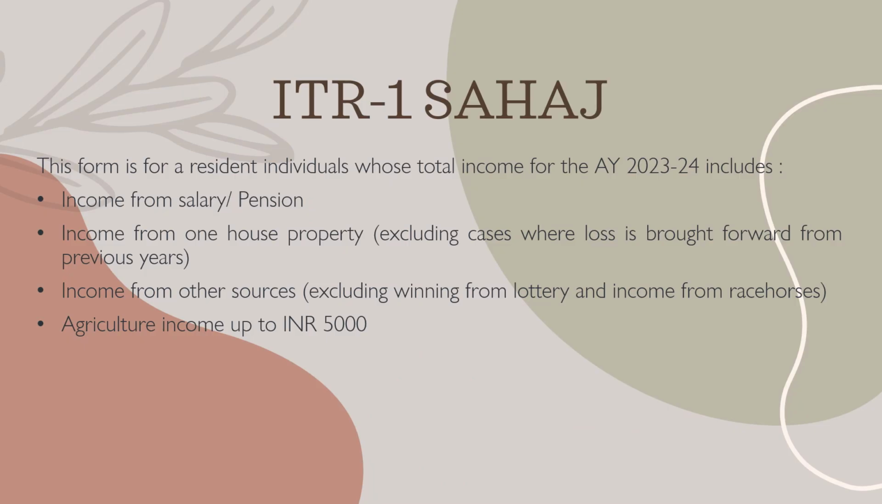First one we have is ITR 1 or Form SAHAJ. This form is for resident individuals whose income does not exceed 50 lakh rupees and includes income from salary or pension, income from one house property, income from other sources, and agriculture income up to 5,000 rupees.